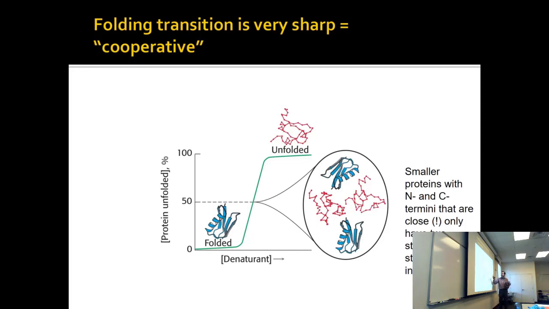In other words, if you start to disrupt the hydrophobic core, the rest of the protein falls apart. It's like a Jenga thing. If you take apart one brick, then the whole thing falls down. It's on the verge of stability. And once you start to trip over that edge, then basically the rest of that particular molecule is going to be disrupted. This is what cooperativity looks like.